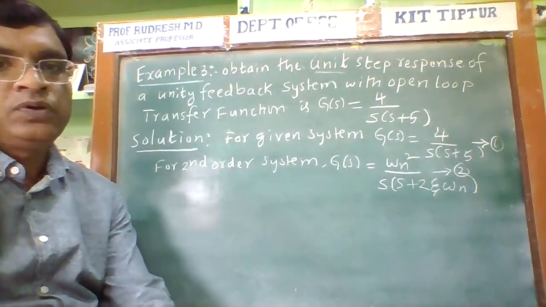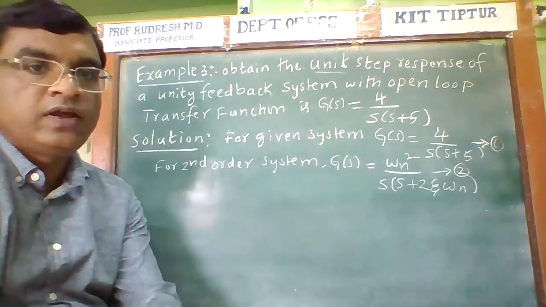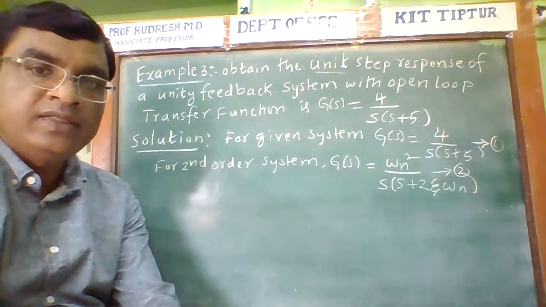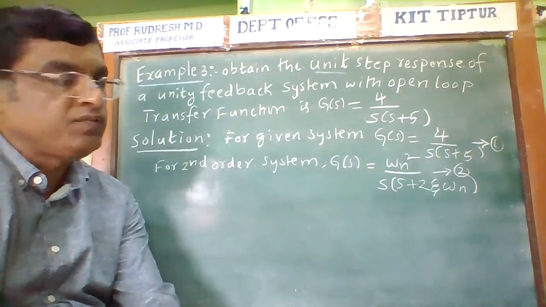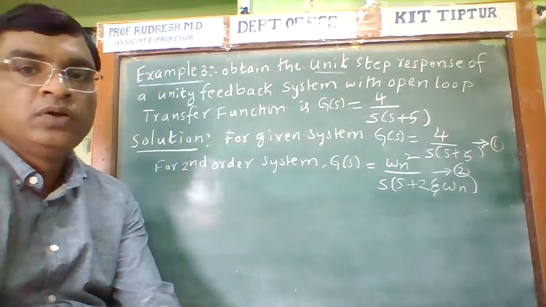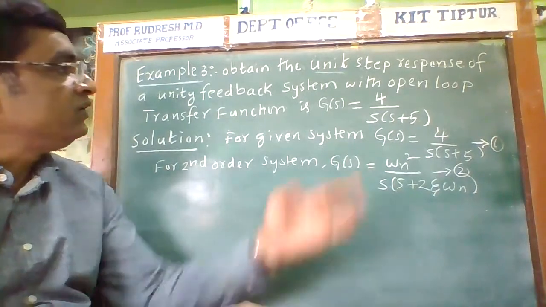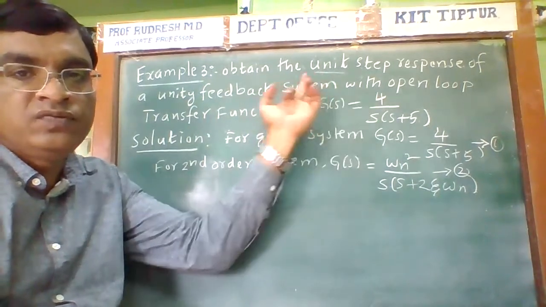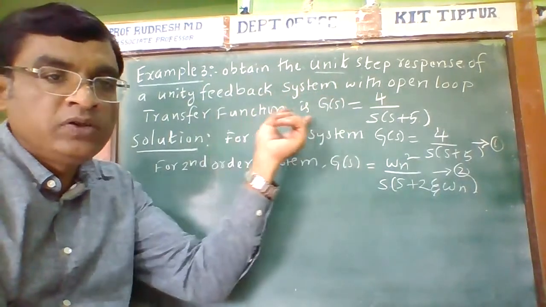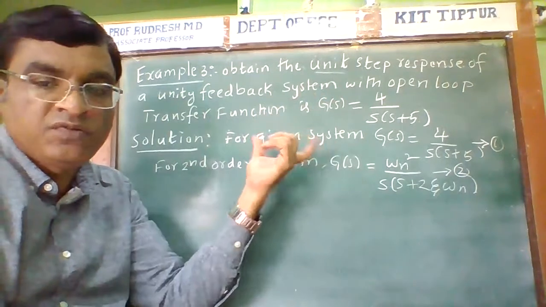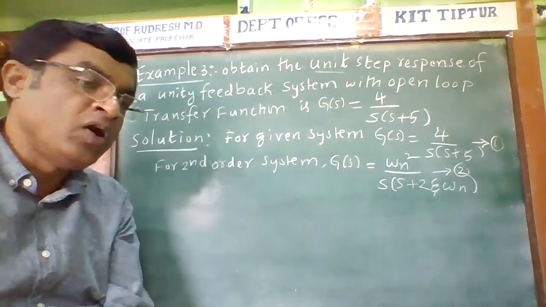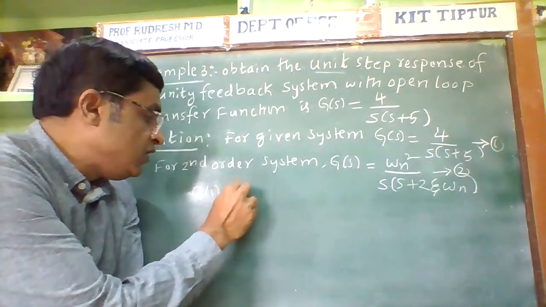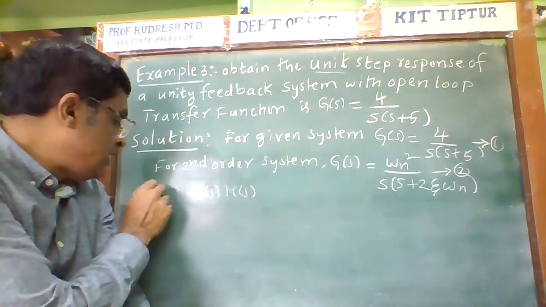Dear student, in today's class I'm going to consider another example on second order systems. Here we obtain the unit step response of a unity feedback system with the given open loop transfer function. The open loop transfer function is nothing but the product of G(s) into H(s), called the OLTF.